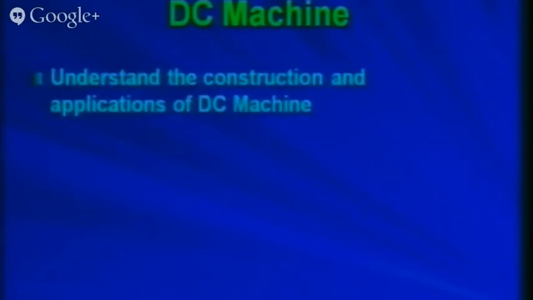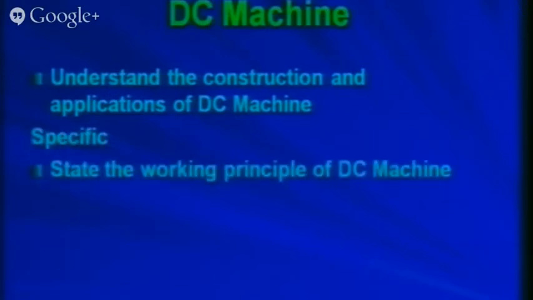Take an example of DC machine. Many of you must be teaching this. So: understand the construction and application of DC machine. This is my general objective, but this general objective I am trying to break down so that a student should be able to state the working principle of DC machine. State, when I say, is at remembering level. Okay? It requires only remembering.